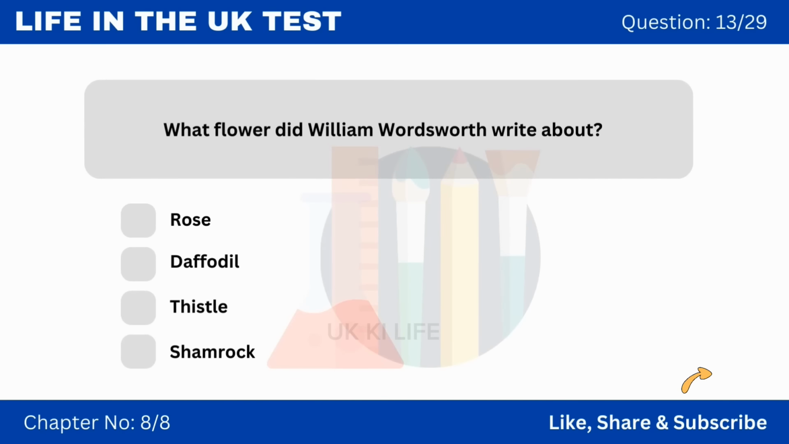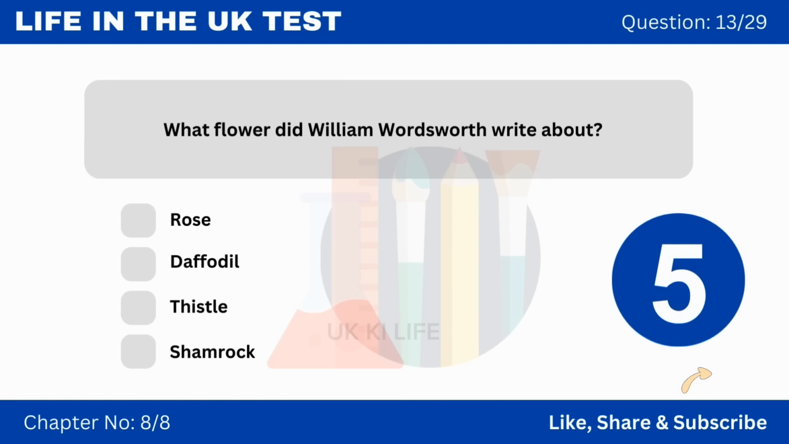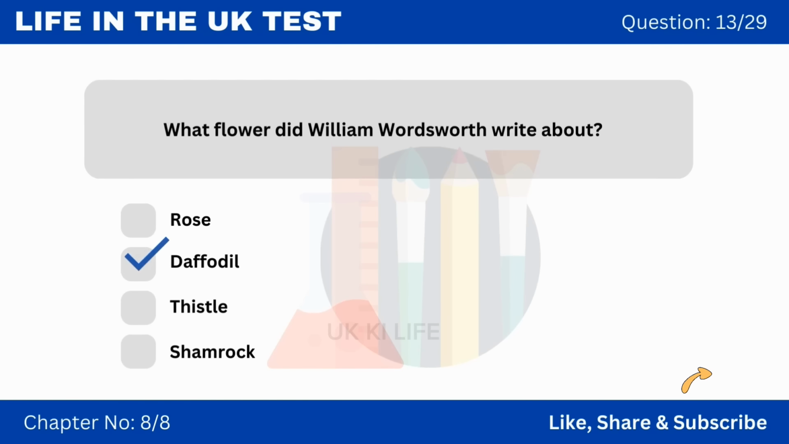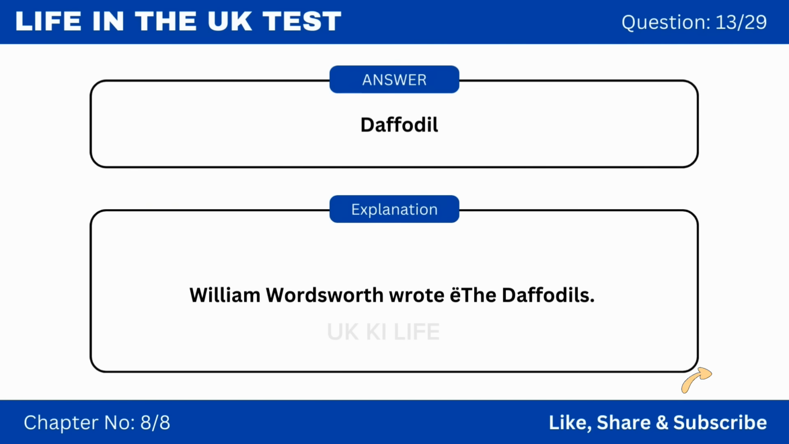Question 13. What flower did William Wordsworth write about? Rose, daffodil, thistle, shamrock. The correct option is B. Explanation. William Wordsworth wrote Daffodils.